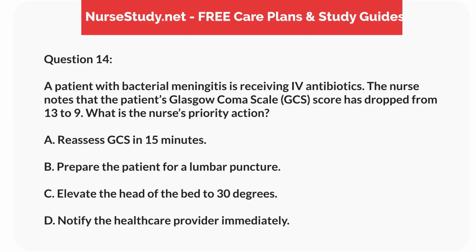Question 14. A patient with bacterial meningitis is receiving IV antibiotics. The nurse notes that the patient's Glasgow Coma Scale, GCS, score has dropped from 13 to 9. What is the nurse's priority action?